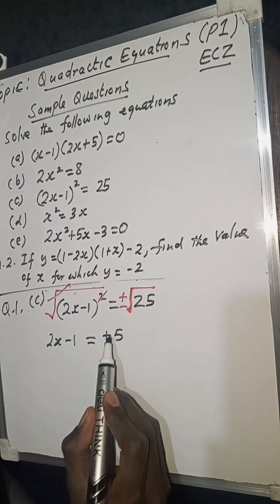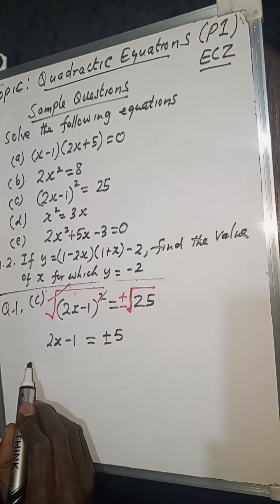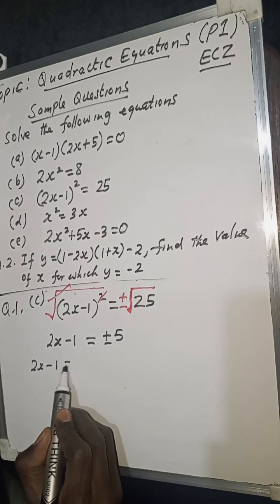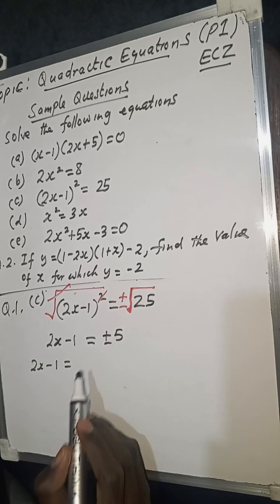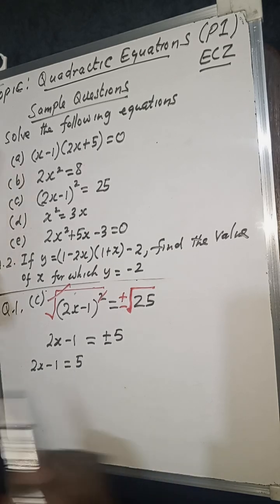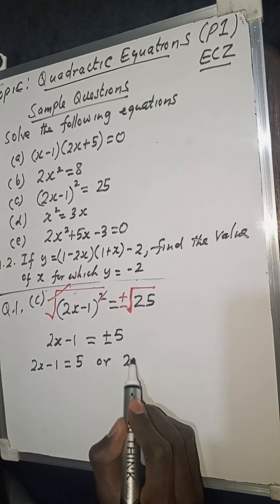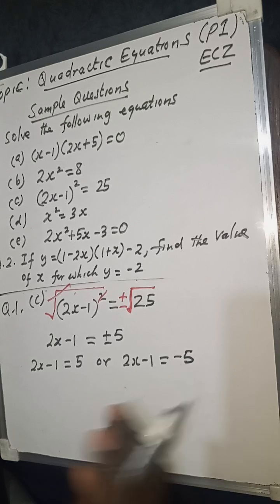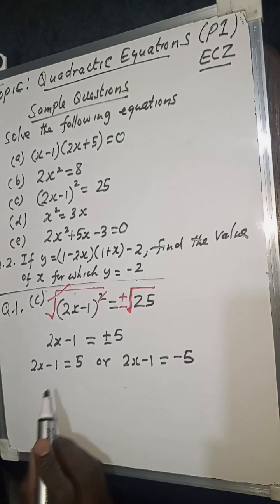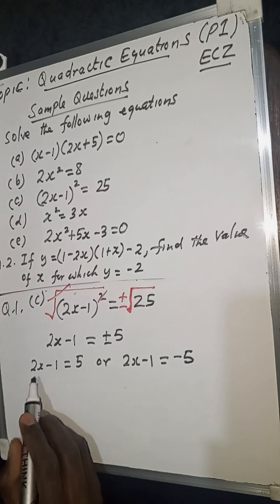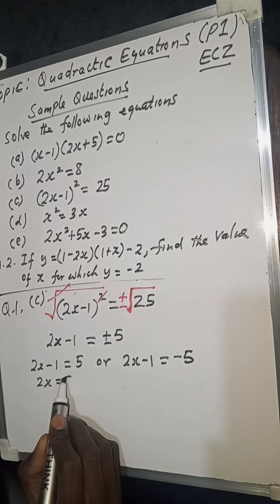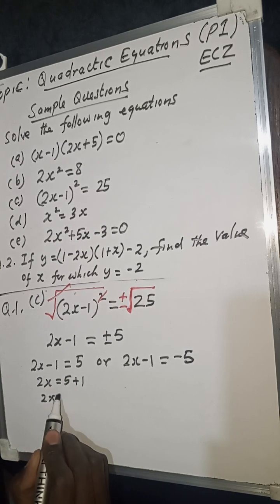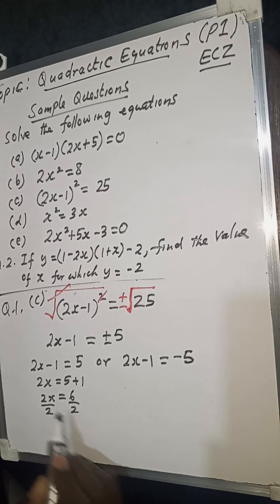Then we can use the positive and the negative part of the square root. So I'll say 2x minus 1 is equal to the positive part of the square root, which is 5, or 2x minus 1 is equal to the negative part of the square root, which is negative 5. So solve this one and solve the other one. Collect like terms. When it crosses the equal sign, it will be 2x is equal to 5 plus 1, so 2x is equal to 6. To find x, I'll divide what I do this side, I'll do the other side. So x is equal to 3.